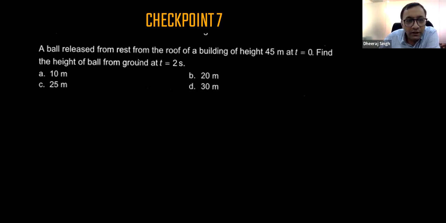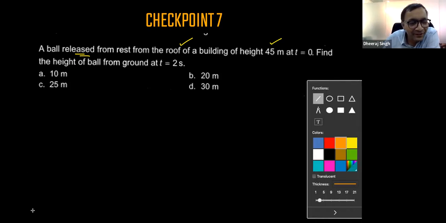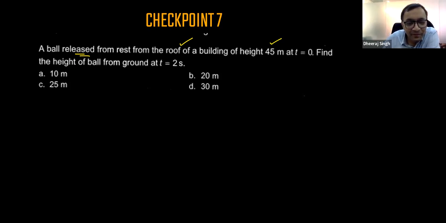Anyways, let us solve this question now. A ball is released from rest from the roof of a building of height 45 meter. Centimeter is too small, so the height is 45 meter. At t equal to 0, find the height of the ball from the ground at t equal to 2 seconds.